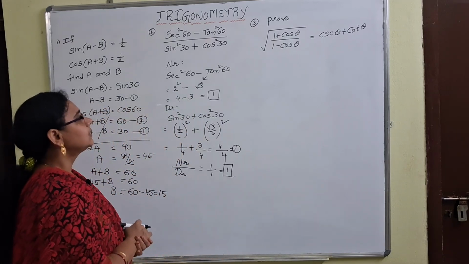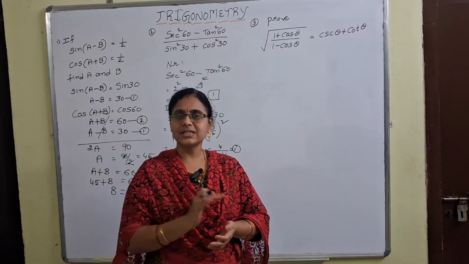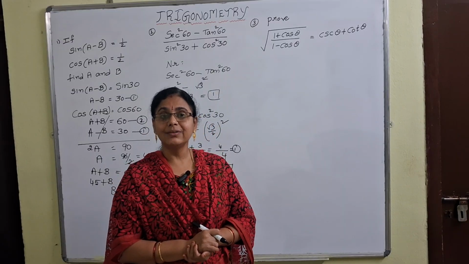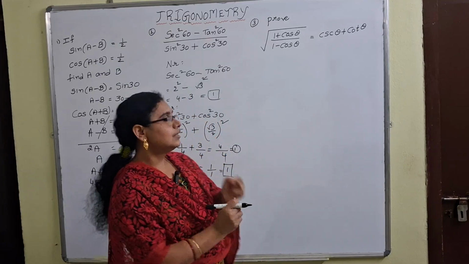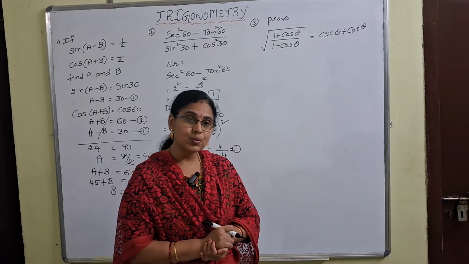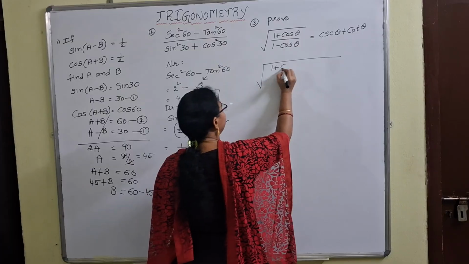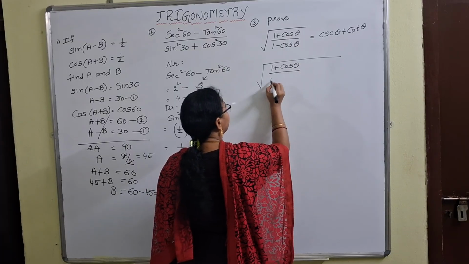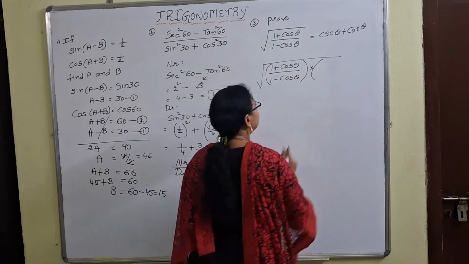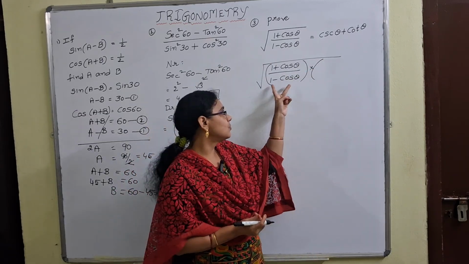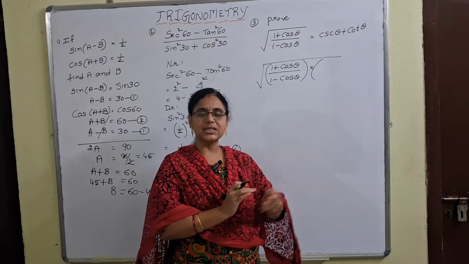Root of 1 plus cos theta by 1 minus cos theta is equal to cosecant theta plus cot theta. Okay, how can we start? Yes, now you are in 10th class. By seeing the denominator, immediately you have to get one idea. What is that? Did you get it? What they have given, as it is, you have to write: 1 plus cos theta by 1 minus cos theta, into, in the denominator you observed 1 minus cos theta, so you have to multiply with 1 plus cos theta.